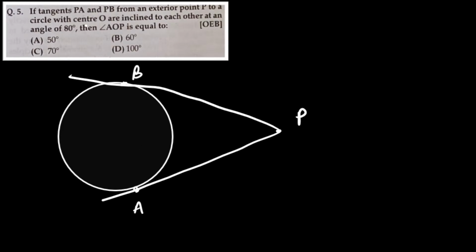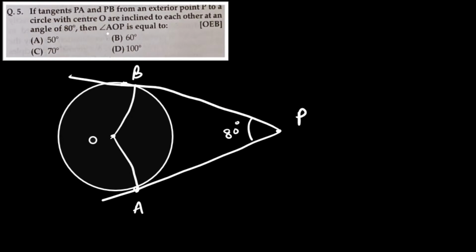From an exterior point P to a circle with O as the center, the tangents are inclined to each other at an angle of 80 degrees. So what does it mean? It means the angle between the two tangents is 80 degrees. They have mentioned that the tangents are inclined to each other at 80 degrees, so the angle between the tangents is 80 degrees.